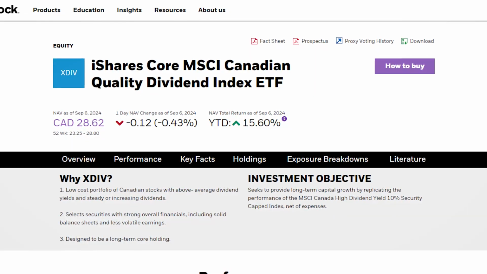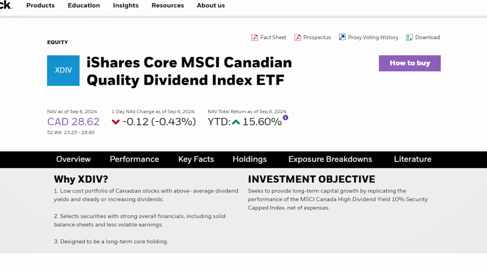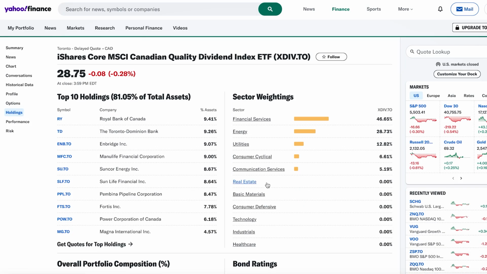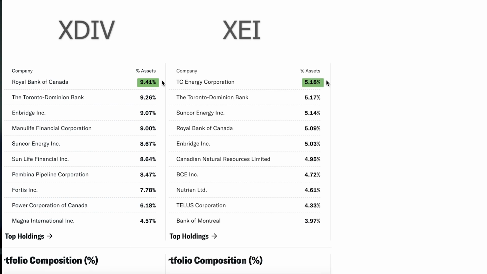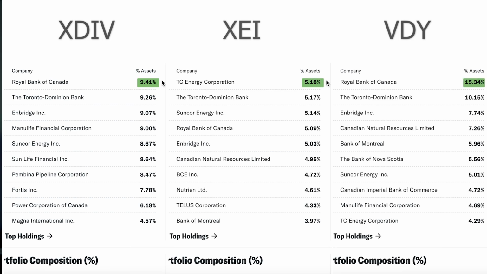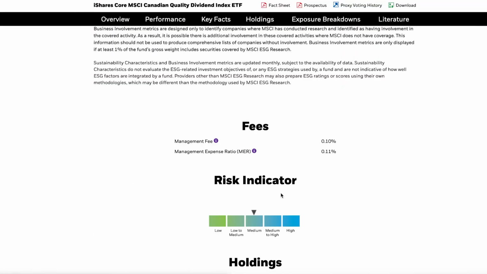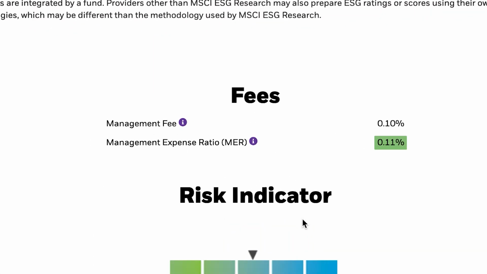And there is another ETF I wanted to mention, XDIV from iShares. What is interesting about it is that it only contains companies from 5 industries. It doesn't have any real estate companies, basic materials, technology, industrials, unlike XEI or VDY. So it's heavily concentrated on these 5 industries. For individual holdings, the maximum allocation is smaller than 10%, which is greater than XEI, but better than VDY in this aspect. Its expense ratio is 0.11%, which is half of XEI and VDY.